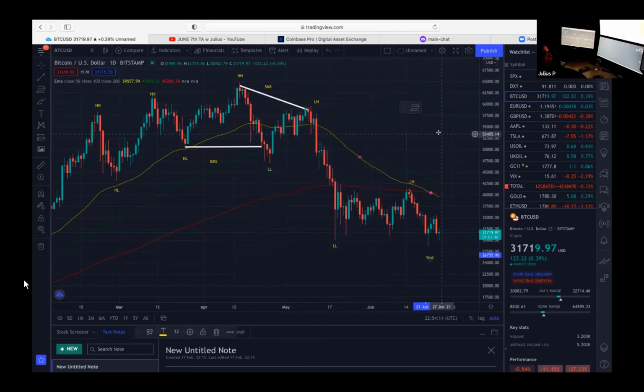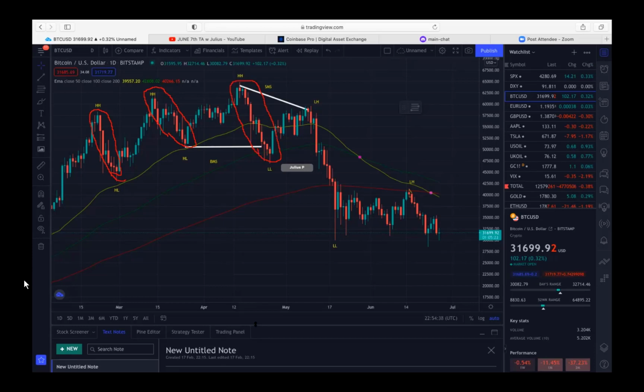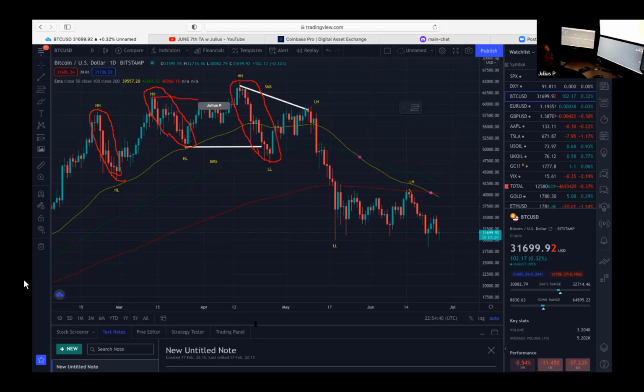So let me annotate. Basically, we're going to define market structure and order blocks right now. Here, this entire area is market structure. When chartists talk about market structure, this is market structure. The areas where we're going down, not down, it's more defining pools of liquidity. That's really what we're doing.